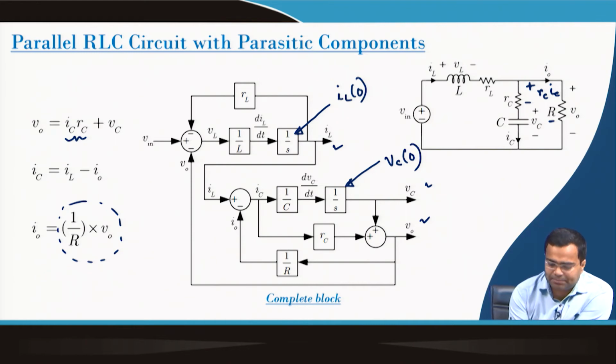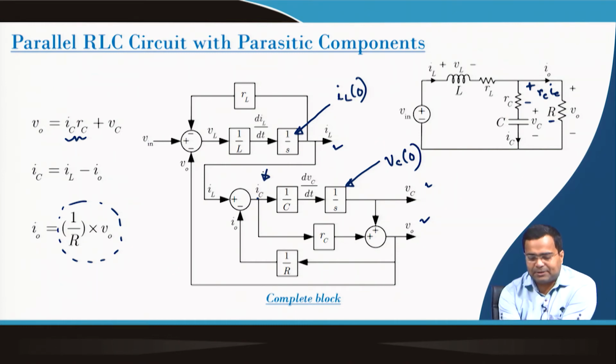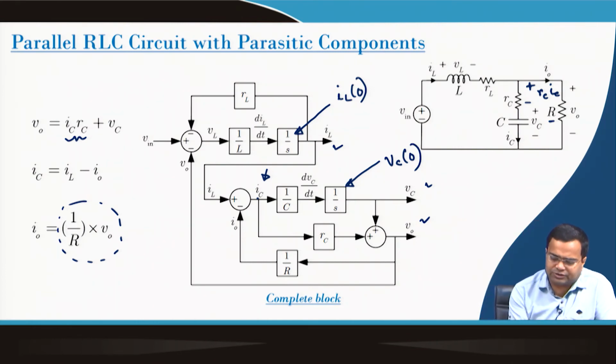Even if we want to tap the capacitor current, we can simply take it from this point, and the capacitor current multiplied by RC is my V0. Similarly, I0 we get as V0 multiplied by 1/R, because voltage by resistance is the current. So, if we want to consider the load current as a combination of resistive load and current load, you can put an adder block here.